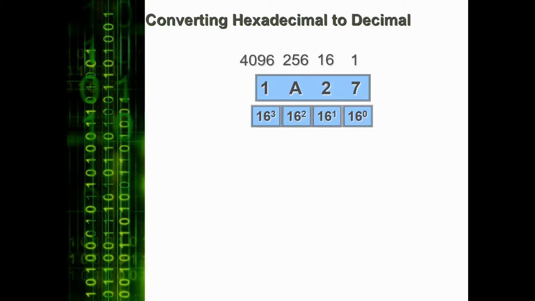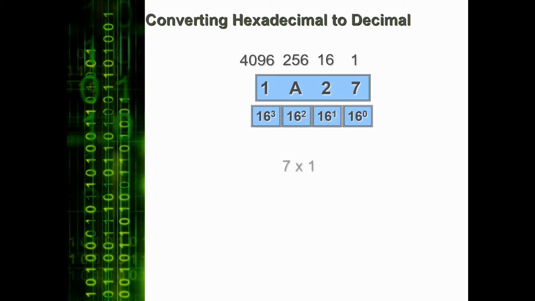16 to the third power is 4,096. So each digit here represents a block of 4,096. You can probably start to see now how much more data we can store in each digit by using this hexadecimal base. So let's look at the decimal number that this hexadecimal number represents.